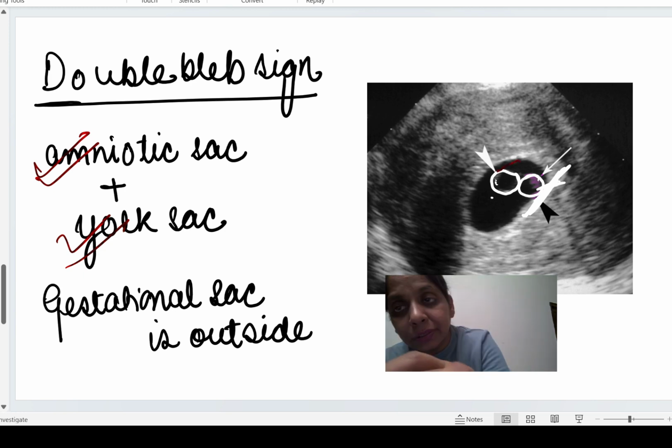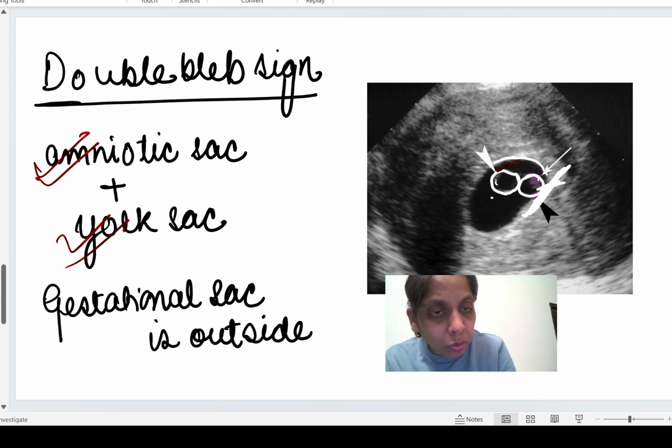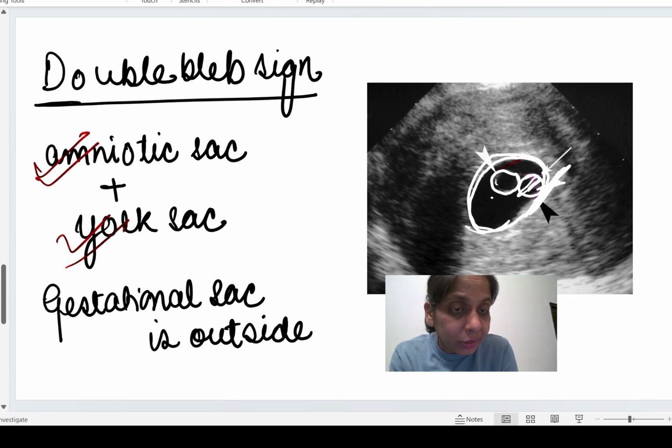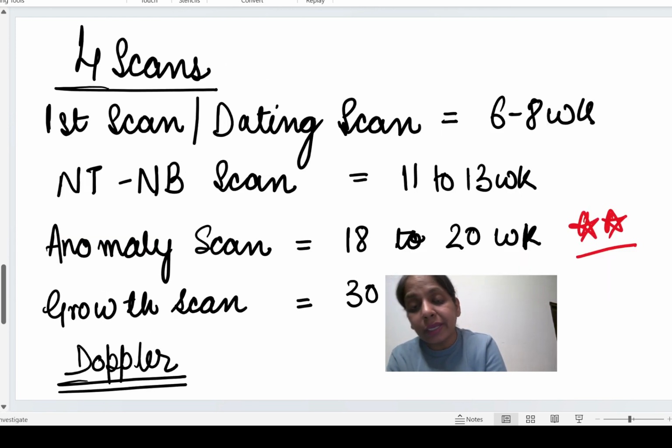inside the gestational sac. This outer circle is the gestational sac, okay? In between the gestational sac are these two blebs, the amniotic sac and the yolk sac.